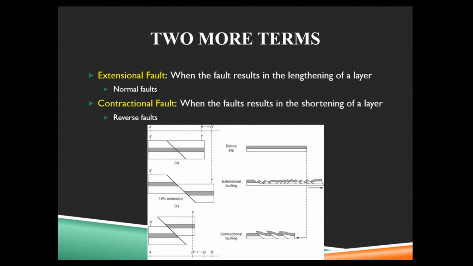Two more important terms, just more terminology on stuff you've just seen, is an extensional fault. All this refers to is a fault where the bedding layers are extending, there's tension, there are normal faults. So the overall effect is now that region is longer. A contractional fault, there's shortening, contraction. This means there are reverse faults. The overall effect is that the area is now shorter.